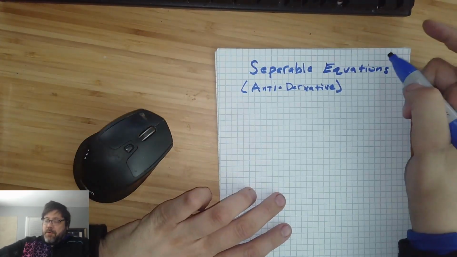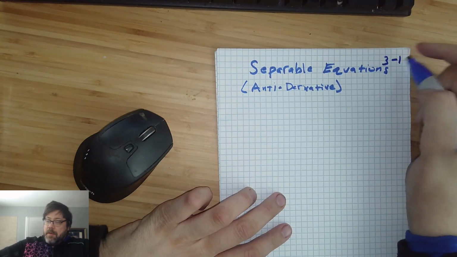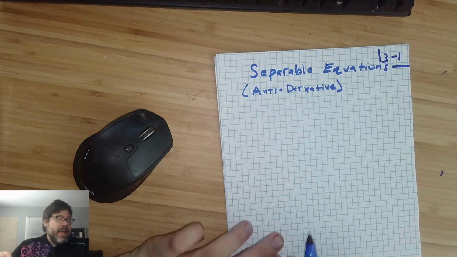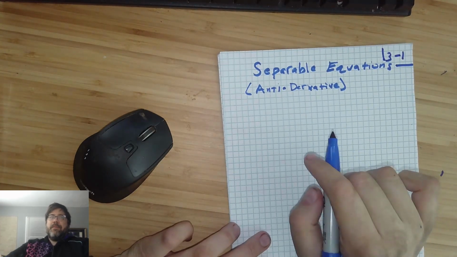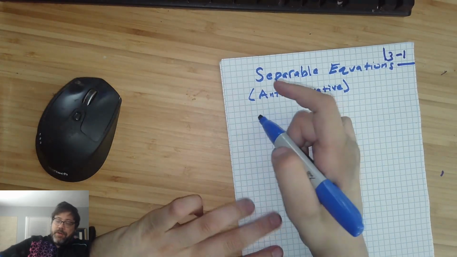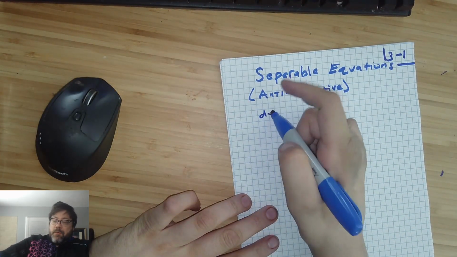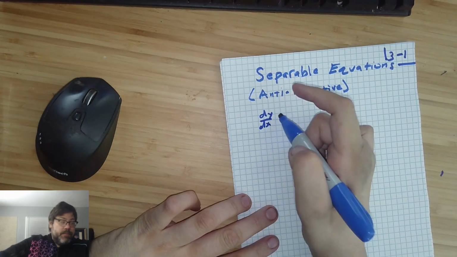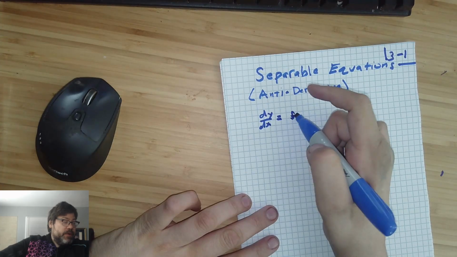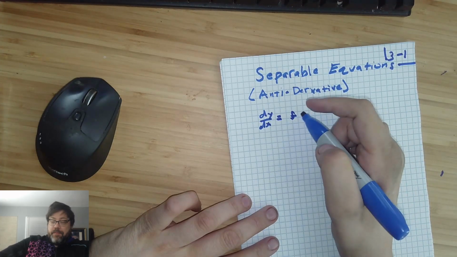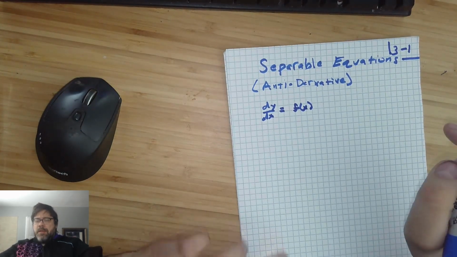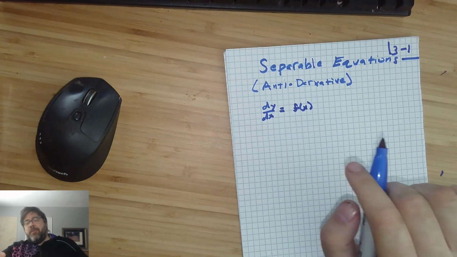So this is our third lecture. So what do I mean by antiderivatives? Well, let's take, for example, a very simple kind of differential equation. Let's say dy/dx equals, well, we could just call this f of x. So what do I mean by antiderivative?